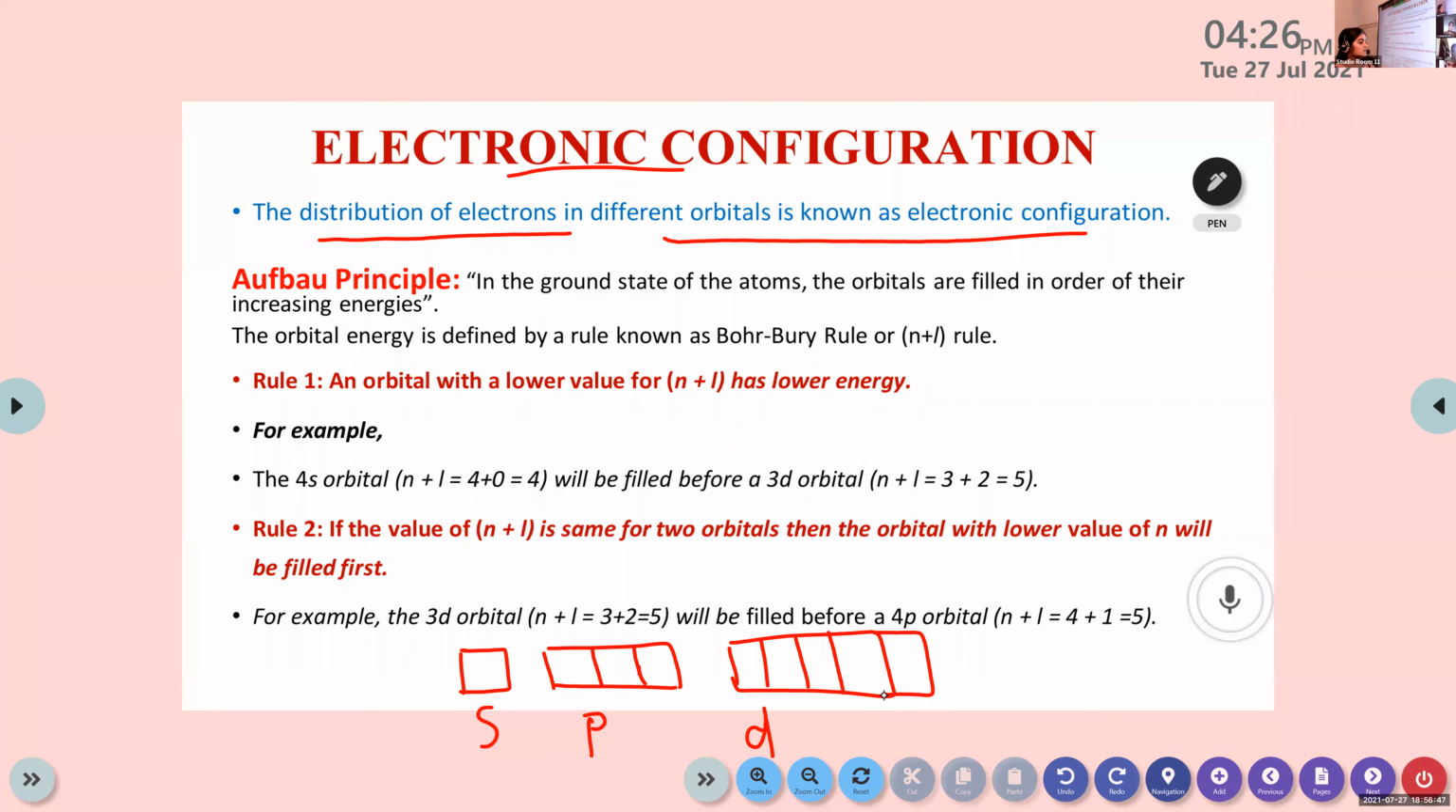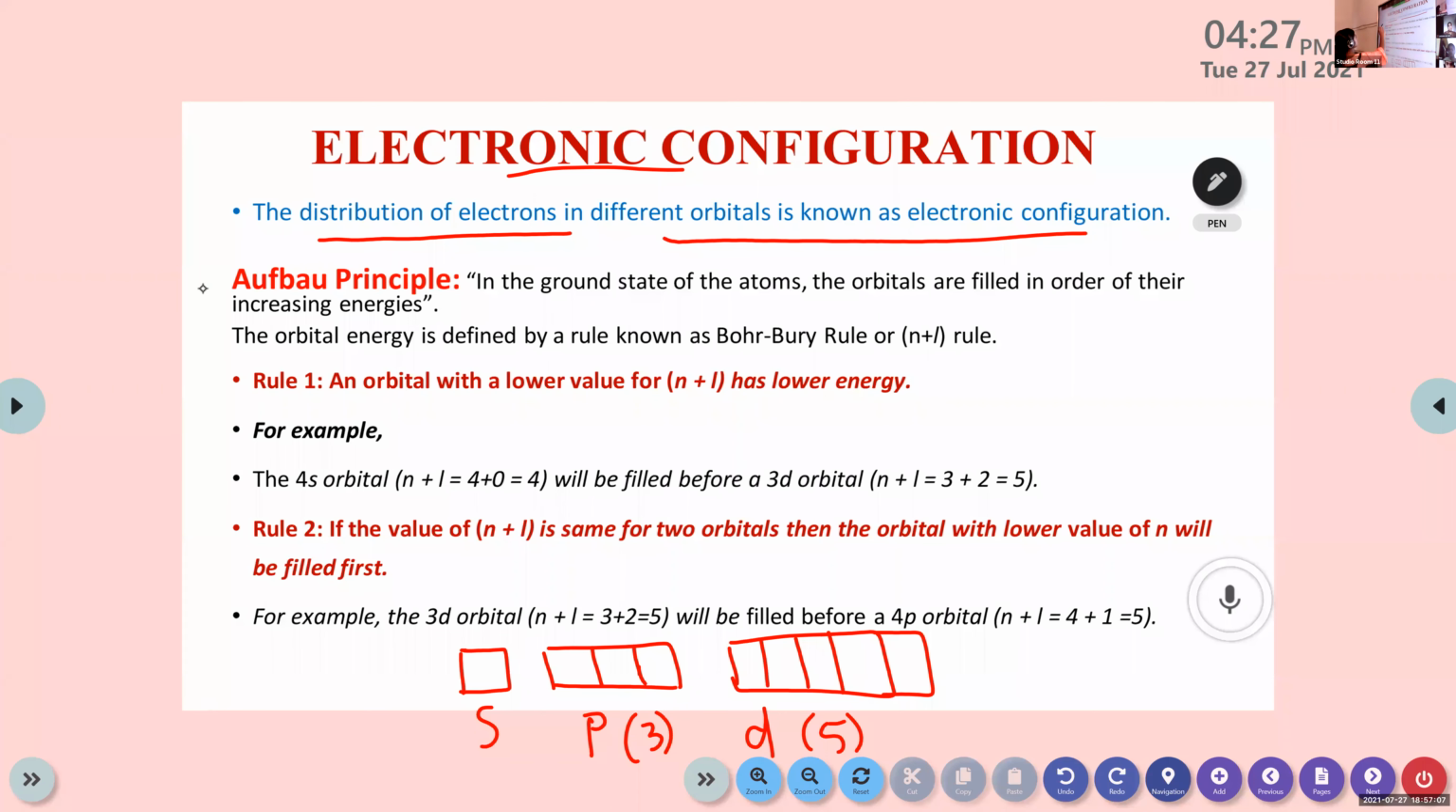So, the distribution of electrons in different orbitals. Orbitals are otherwise known as subshells, okay? There are 5 orbitals for the d subshell, 3 orbitals for the p subshell, and only 1 orbital for the s subshell.